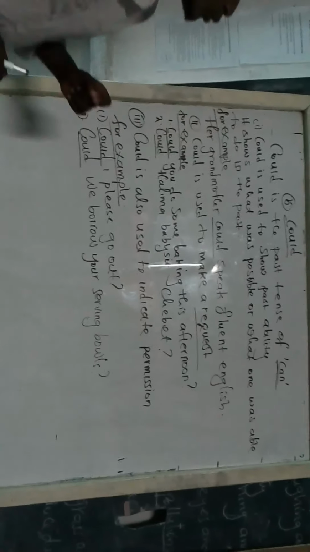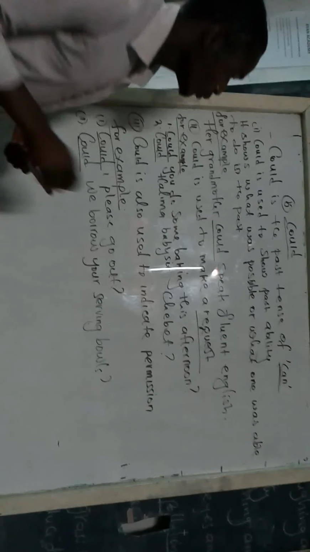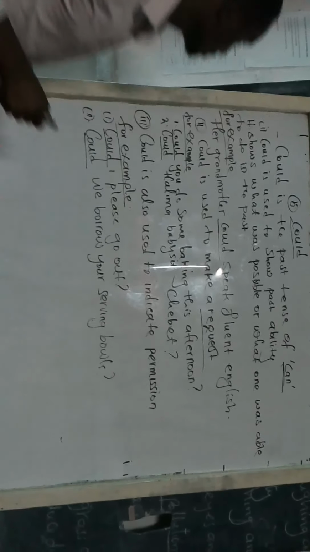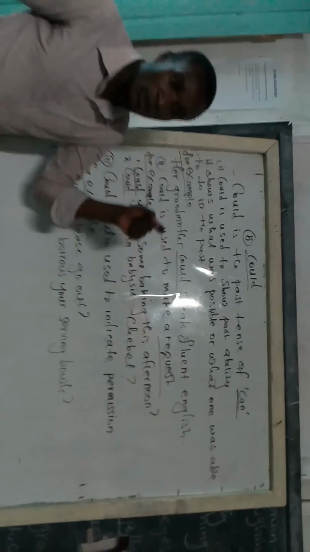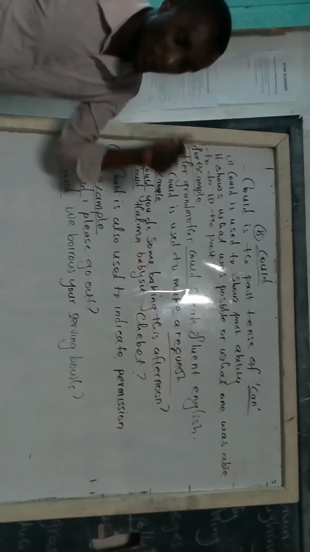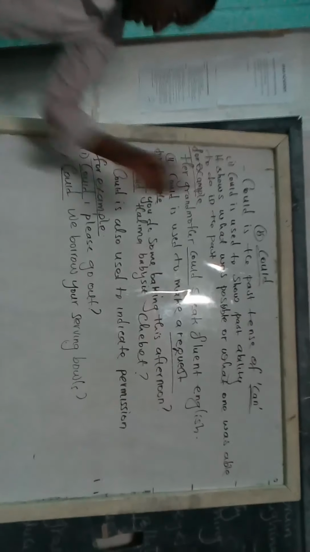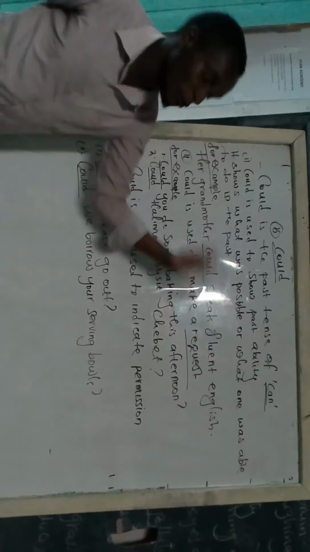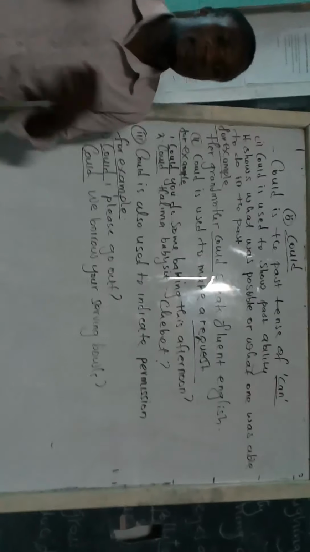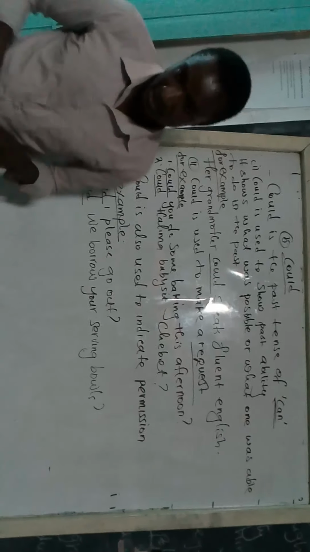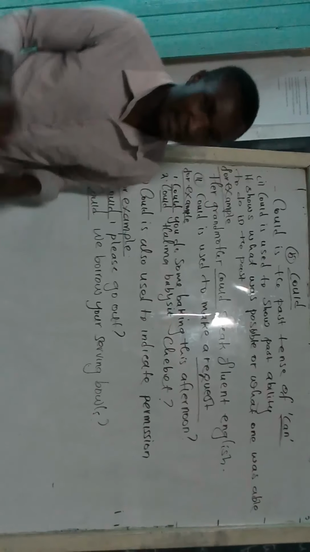It shows what was possible, or what one was able to do in the past. If you want to indicate that, you should use could. Example in a sentence: her grandmother could speak fluent English. That shows that the grandmother had the ability to speak fluent English in the past.